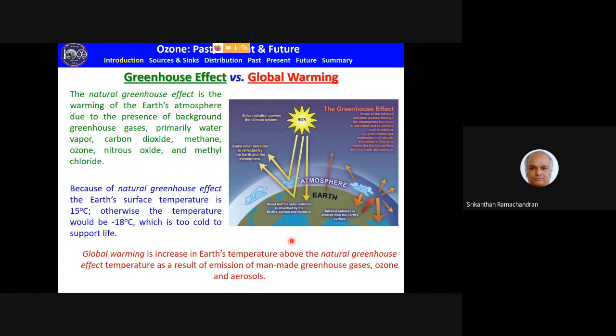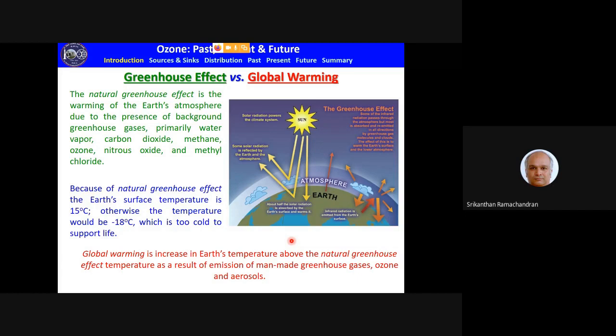There is what is called the natural greenhouse effect, and the other one called global warming. The natural greenhouse effect is the warming of the Earth's atmosphere due to the presence of the background greenhouse gases, primarily water vapor, carbon dioxide, methane, ozone, nitrous oxide, and methyl chloride. Because of this natural greenhouse effect, in which these gases trap the outgoing Earth-emitted long-wave radiation, the Earth is a livable planet at a surface temperature of around 15 degrees centigrade. Otherwise, it would be about minus 18 degrees centigrade, which is too cold to support life.